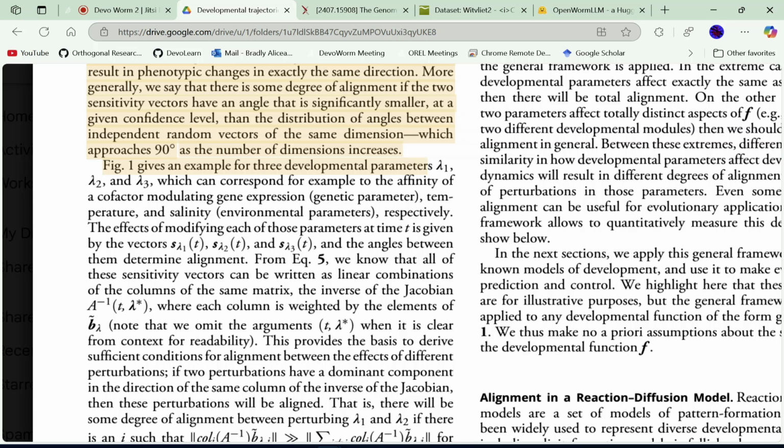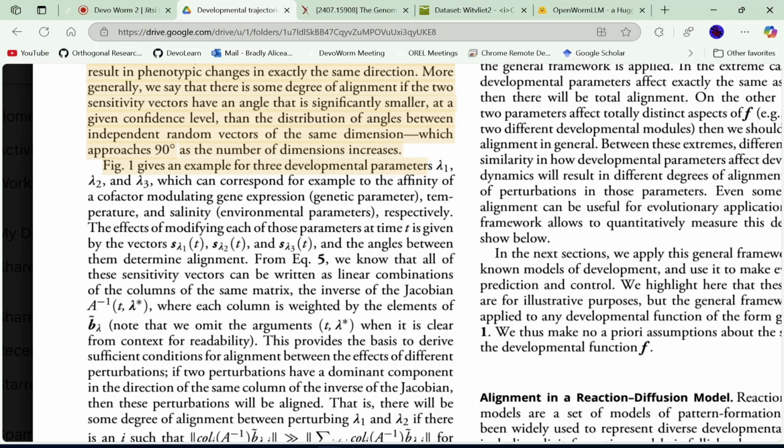So they talk about figure 1, giving an example for 3 developmental parameters, which can correspond, for example, to the affinity of a cofactor modulating gene expression, temperature and salinity, or other types of parameters that are not genetic or environmental. So we can map these perturbations or these developmental parameters to different sorts of things going on in the world. So this isn't just an exercise in mathematics, it's an exercise in saying, what are the effects of this thing?